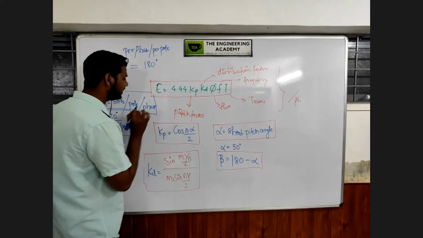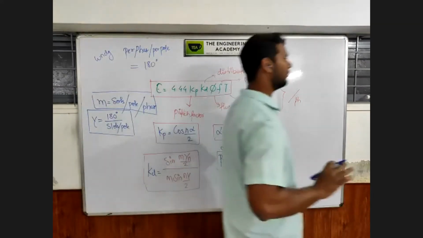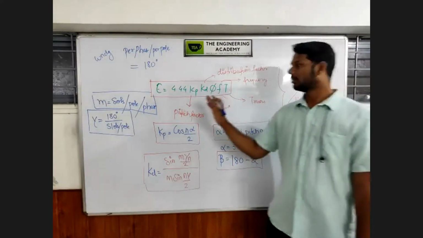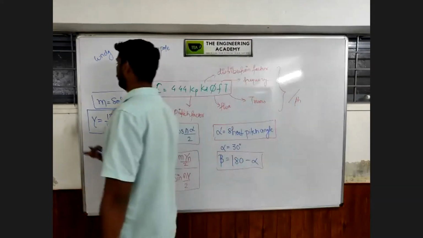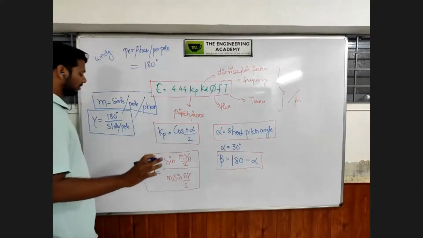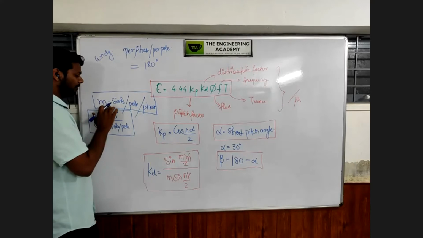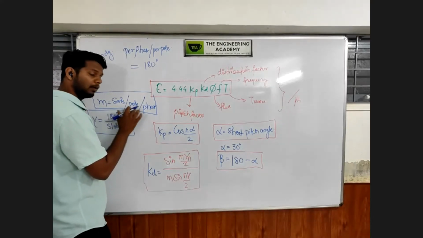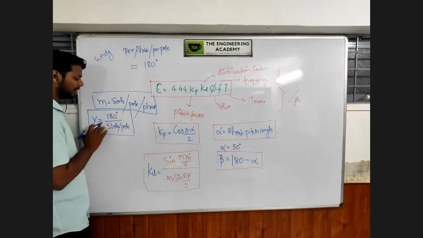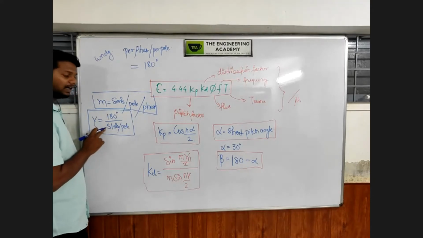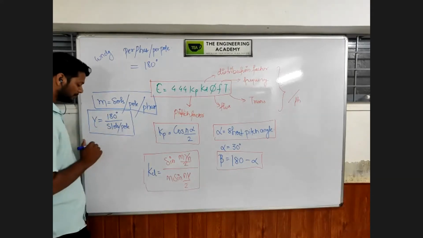So I am highlighting these formulas. Which formulas are important? I am putting them in a box. Those formulas which are put in a box are very important. So listen. What do you mean by M? M is called slots per pole per phase. What do you mean by gamma? Gamma is 180 divided by slots per pole.